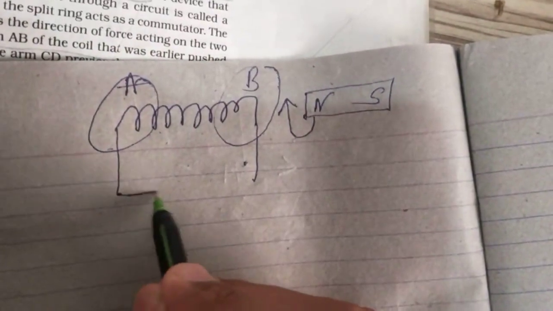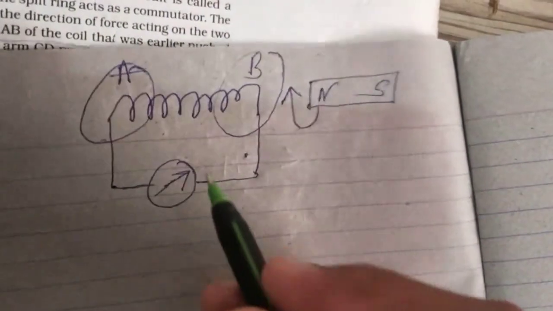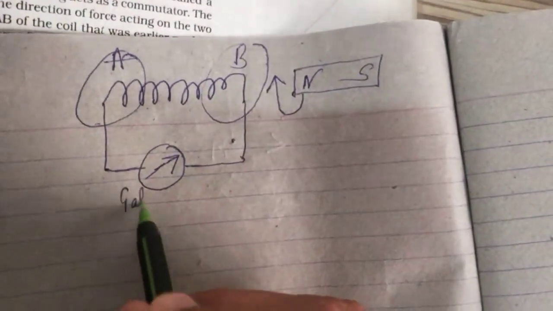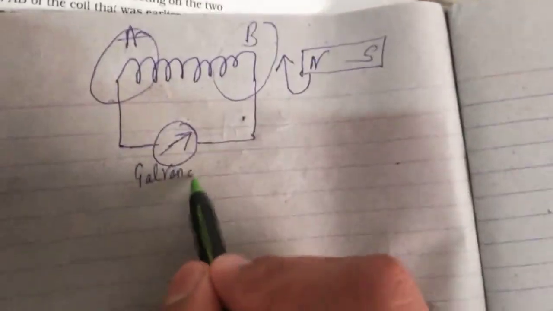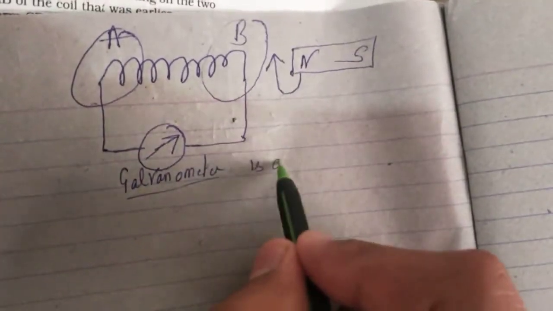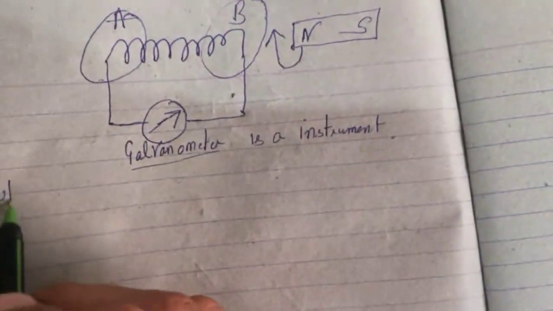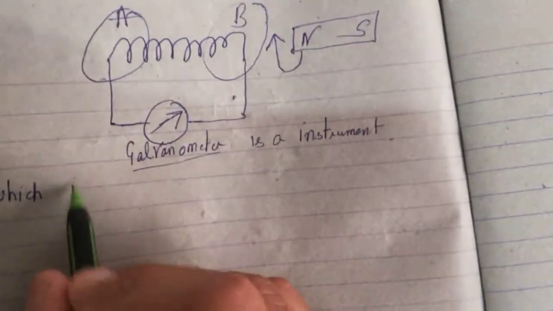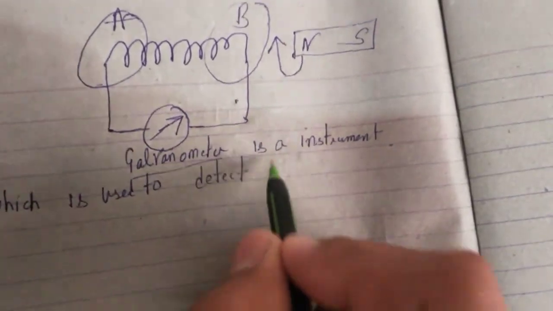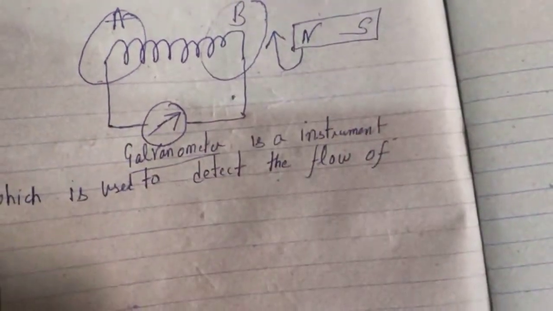And if you connect a galvanometer here, what is this galvanometer? A galvanometer is a device which is used to detect whether a current is running in this circuit or not. Galvanometer is an instrument which is used to detect the flow of current in a circuit.